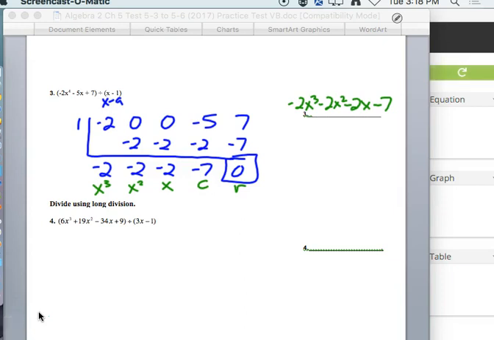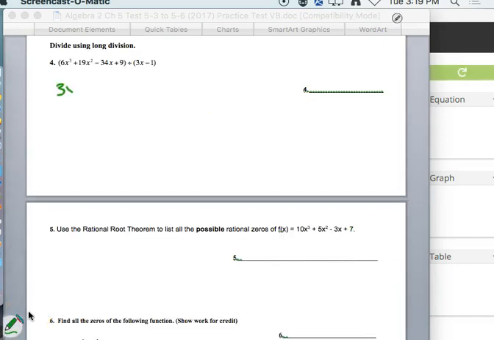Now for number 4, which is long division, again, pause the video, give this one a try. Solution, first of all, we should realize that there is no way to divide this one synthetically, and that's because this factor is not in that x minus a format. So we will have to use long division here.